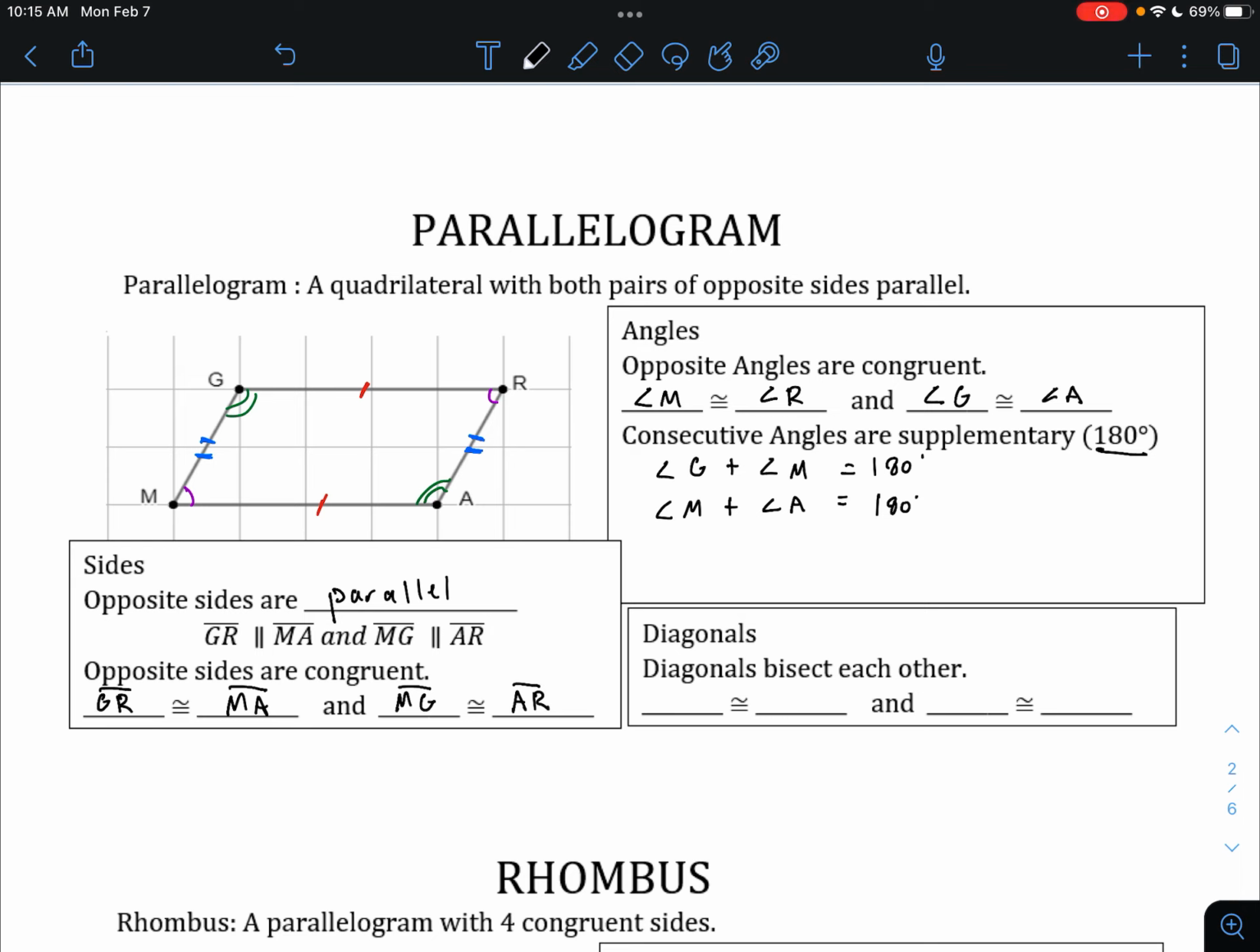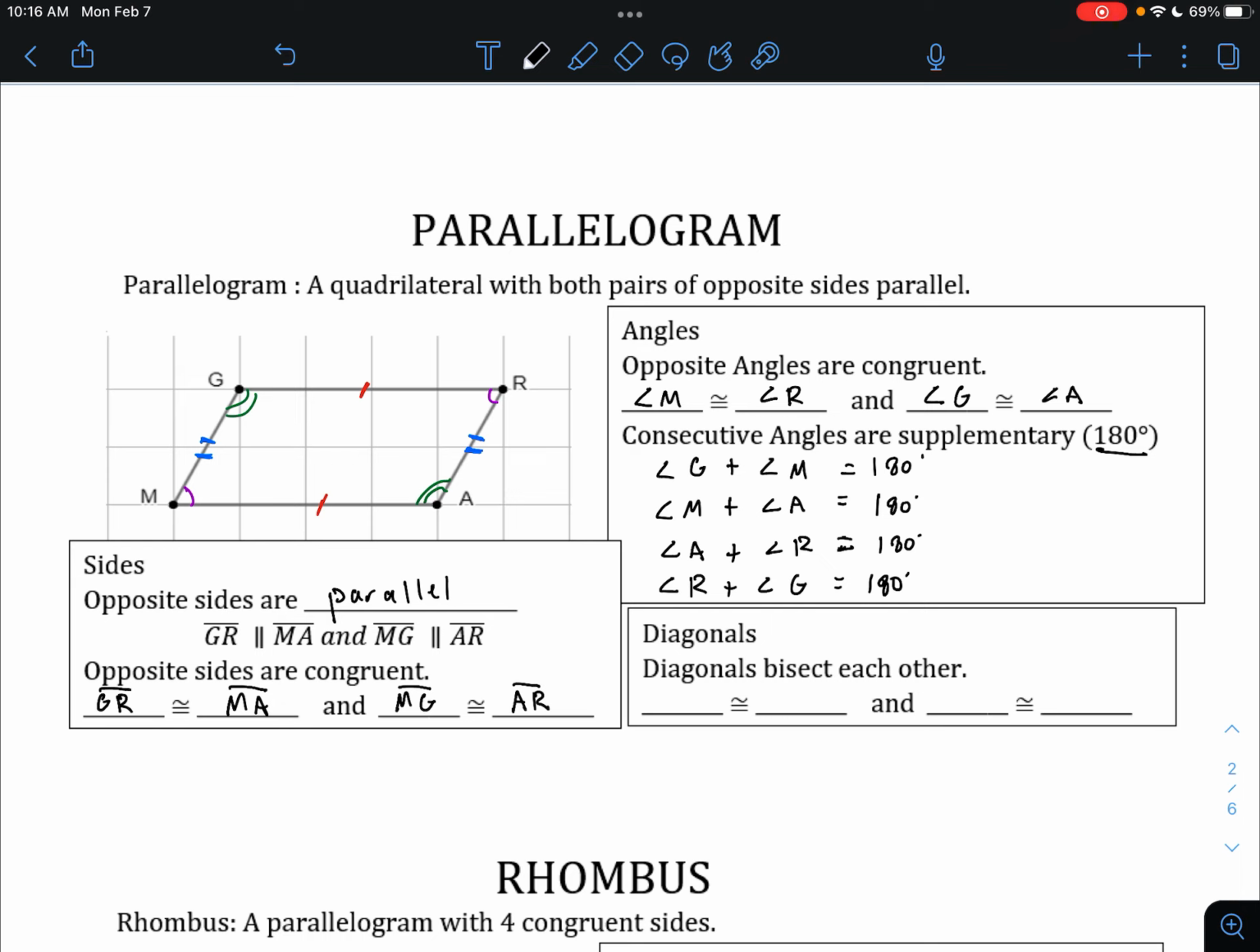Pause the video. When you're ready, unpause it and copy it down. We also know that angle A plus angle R equals 180. And we know that angle R plus angle G equals 180. So there's 4 pairs of supplementary consecutive angles. And that's going to be another important concept in parallelograms.